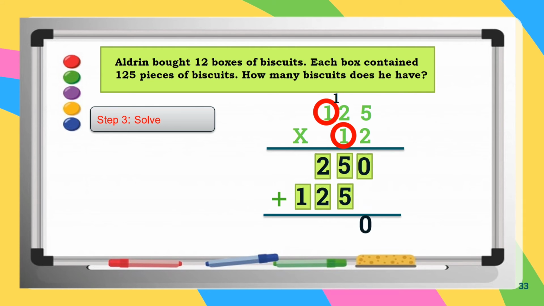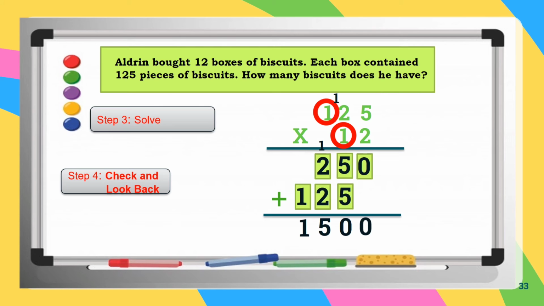So let's add 250 and 125. Let's bring down 0. 5 plus 5 is equal to 10. 1 plus 2 is equal to 3. Plus 2 is equal to 5. Then bring down 1. Step 4 is to check and look back. Aldrin bought 1,500 pieces of biscuits.